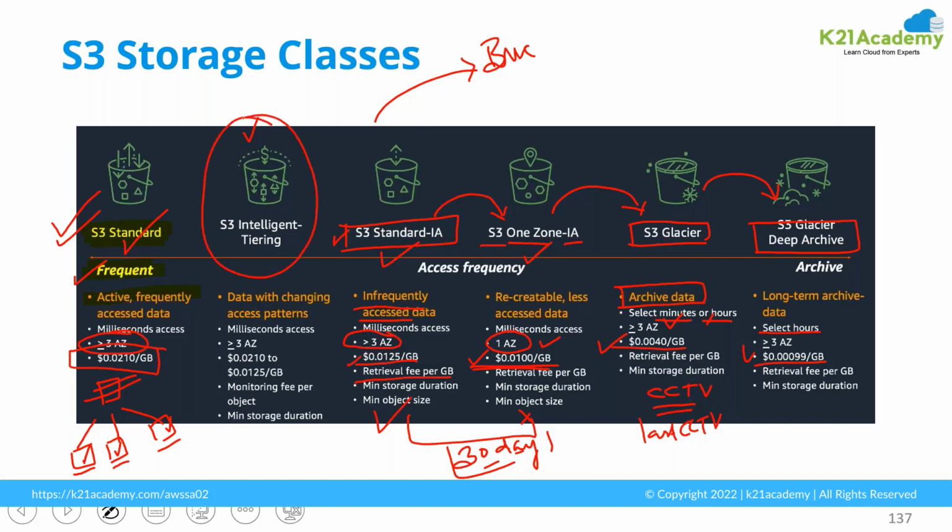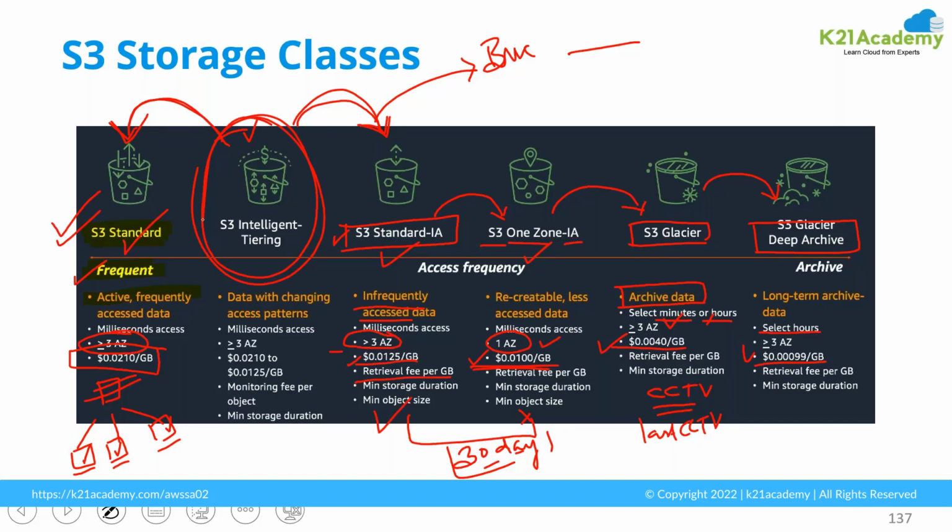S3 intelligent tiering plays between these two storage classes. If you have kept your data in the bucket and it is being frequently accessed, it will keep it in the standard storage. If it finds that it has been 30 days and you haven't used the data, it will automatically move it to the infrequent access storage, and it will keep swapping it from frequent to standard, standard to frequent, thus saving your cost. So this is known as your intelligent tiering storage class.